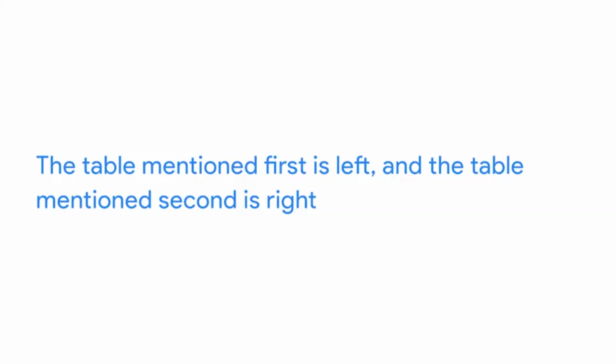Here's how you can figure out which table is left or right. In English and SQL, we read from left to right. The table mentioned first is left and the table mentioned second is right. You can also think of left as a table name to the left of the join statement and right as a table name to the right of the join statement.